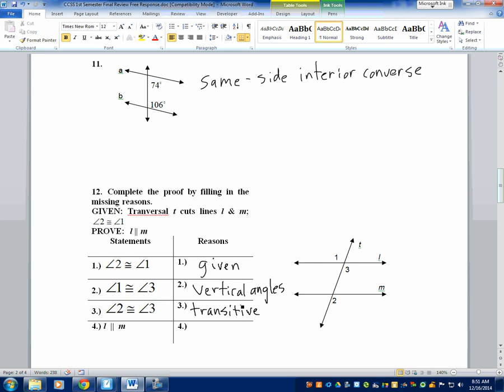If it goes in that order. Yes, you're looking up above. 2 is equal to 1, 1 is equal to 3, 2 is equal to 3. When you see that, that is transitive property. You should recognize that. We've seen that a lot. Yeah, that'd be fine.